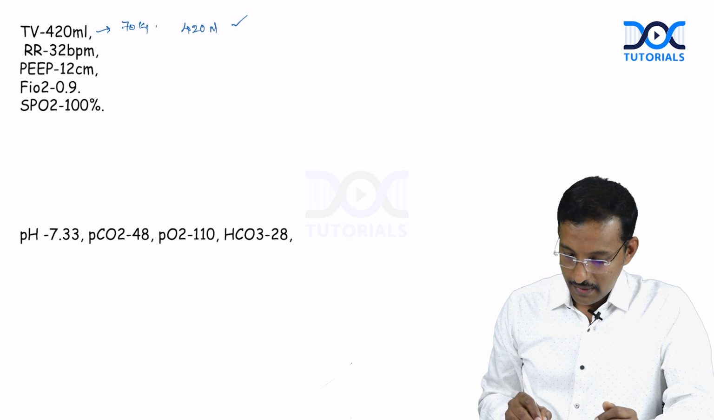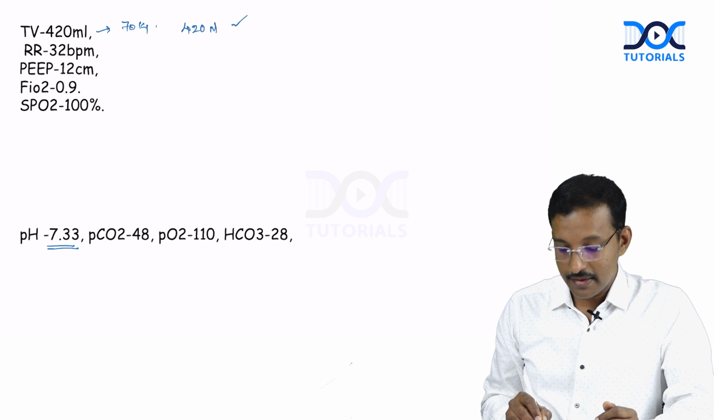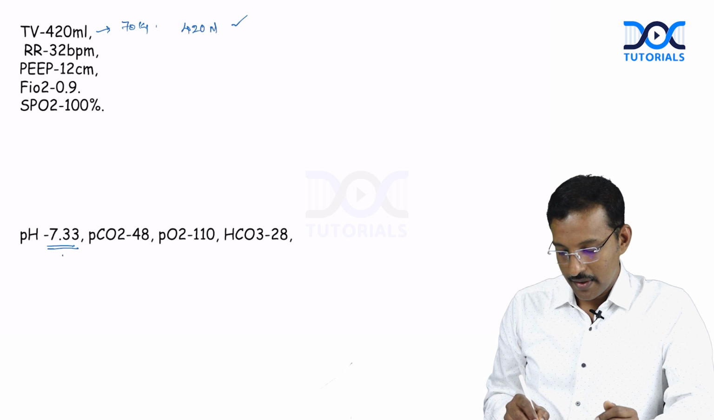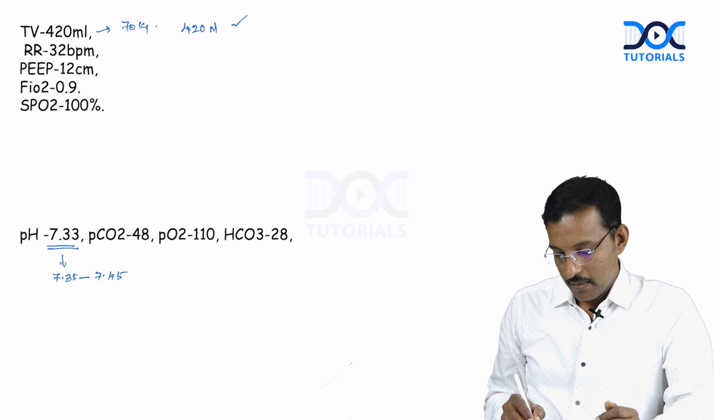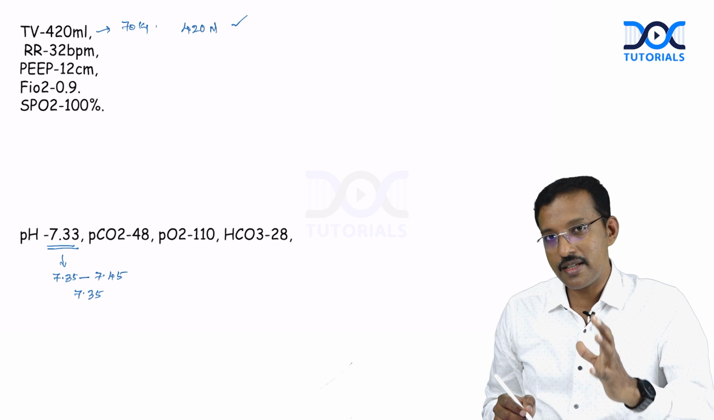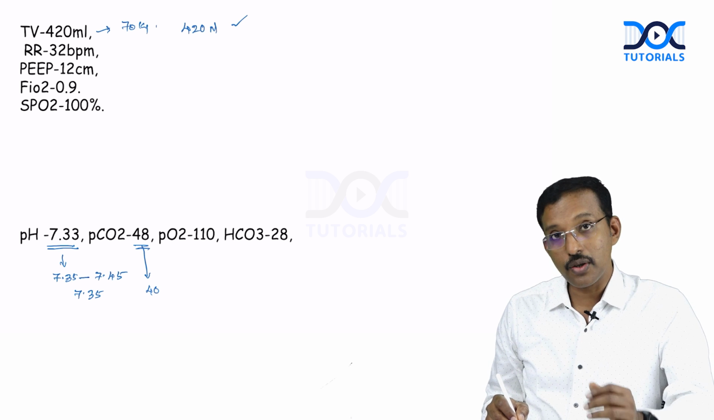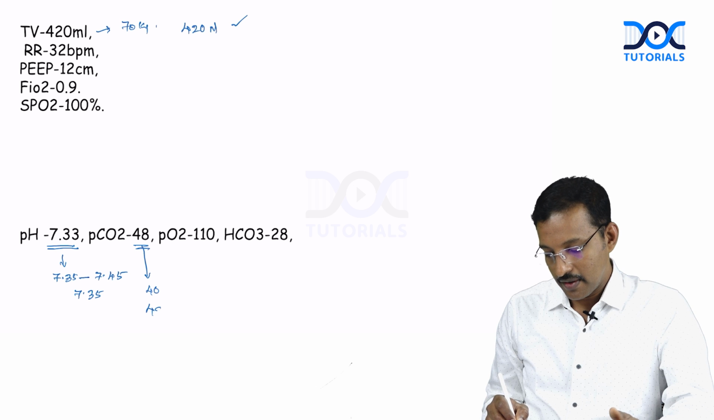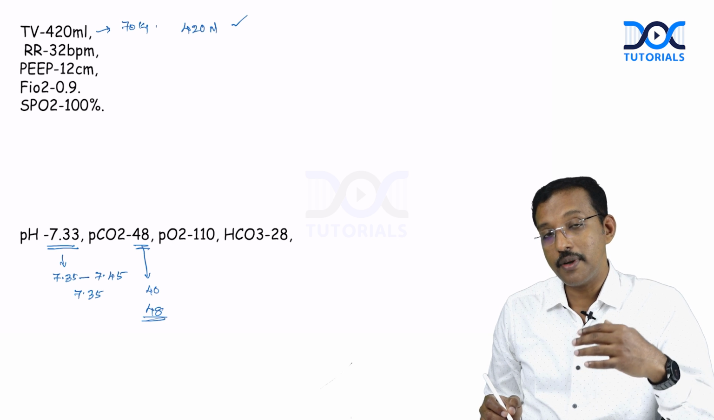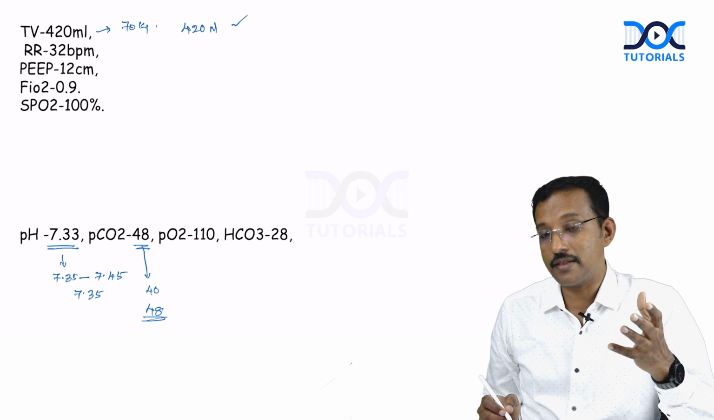So you see, what is the pH? The pH is 7.33. The normal pH is 7.35 to 7.45. So below 7.35 means acidosis. The patient is a bit in acidosis. Now the cause of the acidosis here is that PCO2 is high. Normally it is 40. Instead it has gone up to 48. That means the patient is having a respiratory acidosis.